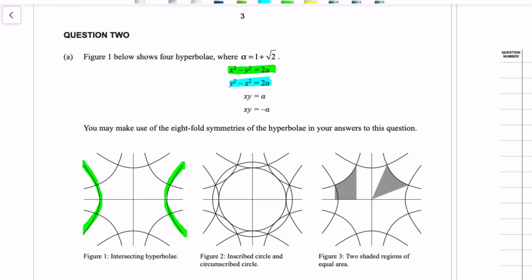This one here, y squared minus x squared equals 2a. It's just the other way around as you would expect, because you just change your x and your y around. It's like turning the page 90 degrees. Now xy equals a. X times y equals a positive number means that both of the numbers x and y must be positive, or both of them must be negative. So that one's going to be either in the first quadrant where both x and y are positive, or in the third quadrant where both are negative.